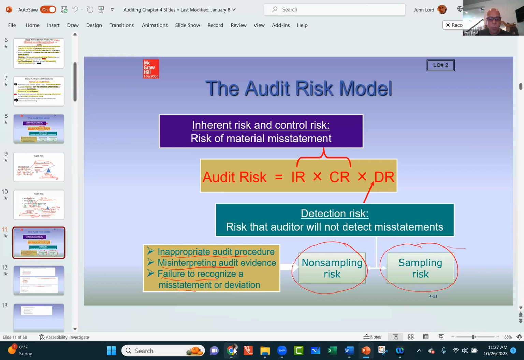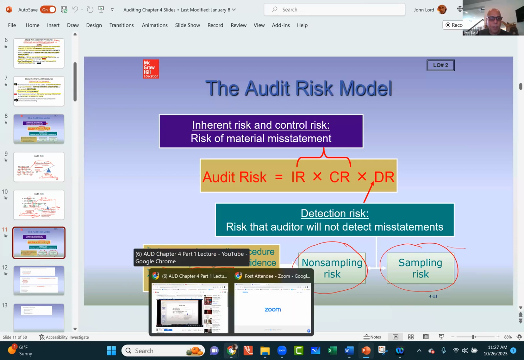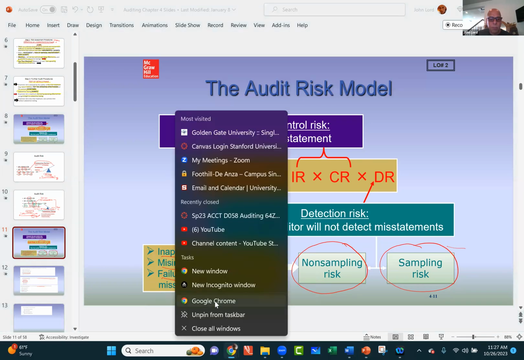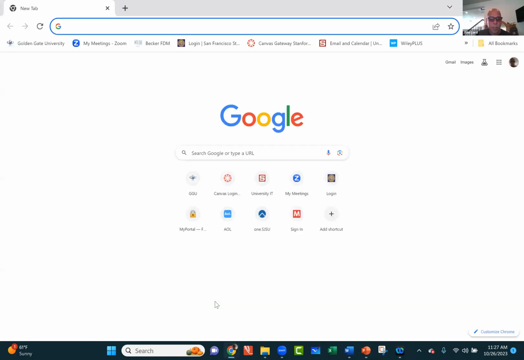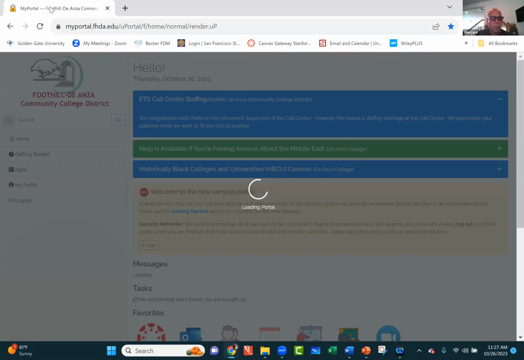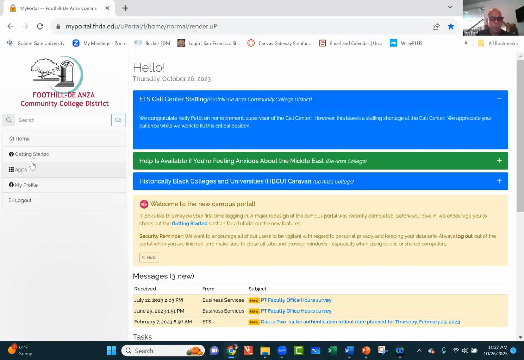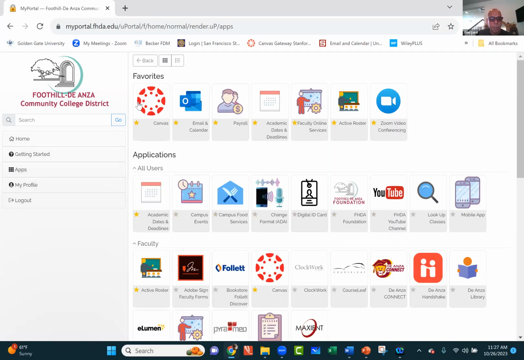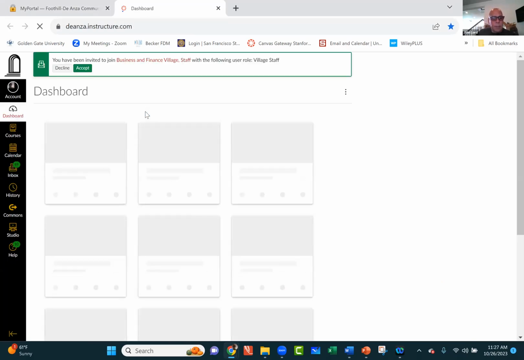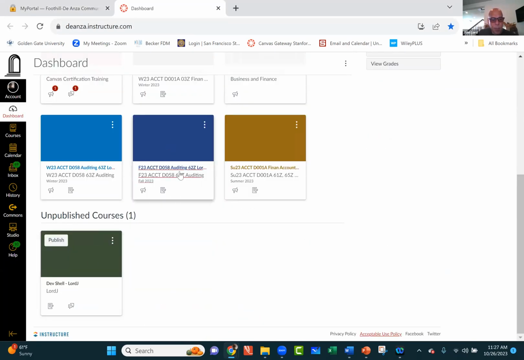I do want to point out, okay, and I thought I had Canvas open, but maybe not. Let me go ahead and open that. Okay, bear with me while I go through and find my Canvas. Okay. Thought I had it open.